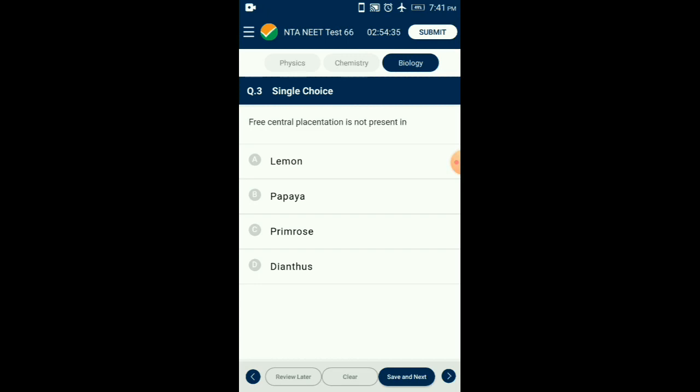Free central placentation occurs in bi or multicarpellary but unilocular ovary. Placenta develops along the fused margins of the adjacent carpels. The number of placenta corresponds to the number of carpels. Examples: Argemone, Cucurbita, Dianthus, Primrose, etc. So the answer for this question is option A, lemon. Free central placentation is not present in lemon.